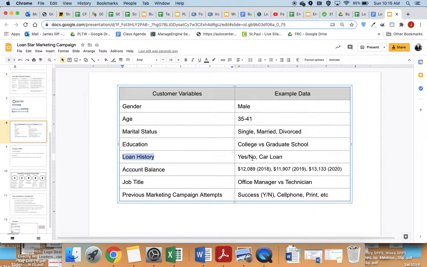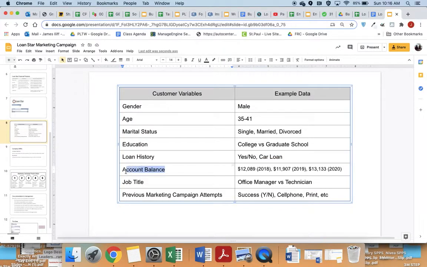Loan history, you're going to see either yes or no. Yes, they've had a loan with Lone Star before, or no, they haven't. And if they have had a loan with Lone Star, what type of loan? Was it a car loan? Was it a student loan, etc.? And did they have multiple loans? Some of our customers had multiple loans. They've had two loans. That's interesting.